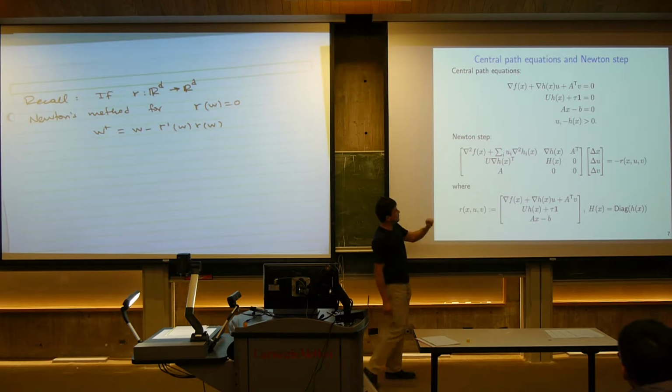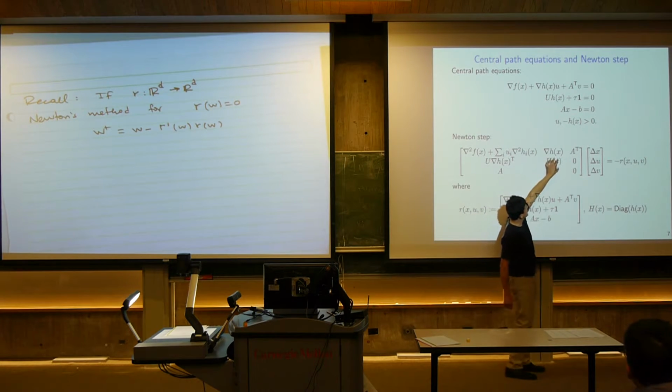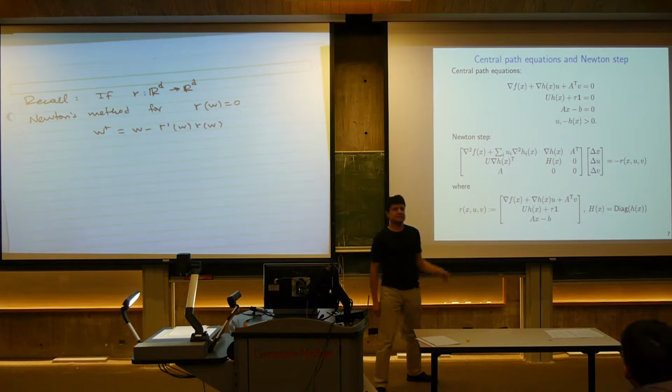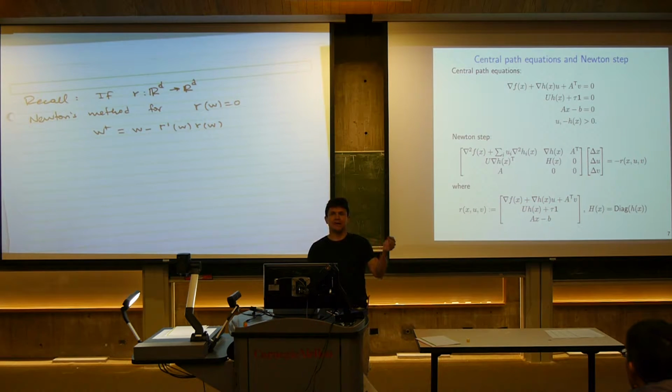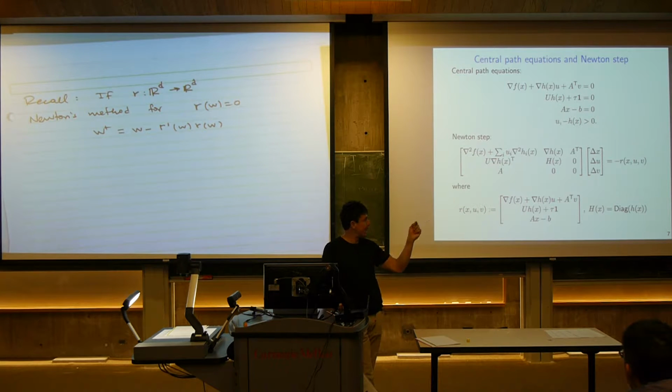And maybe a little piece of notation here: this big block in the middle, big H, is just shorthand for diagonal of H(x). So that's an n by n matrix that has the h_i components on the diagonal.